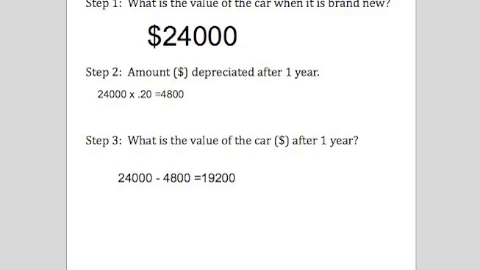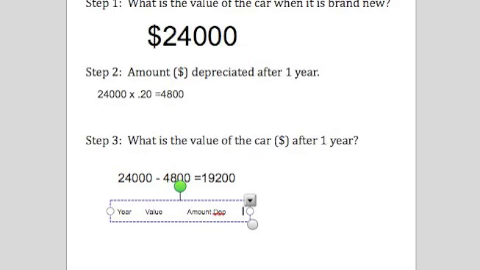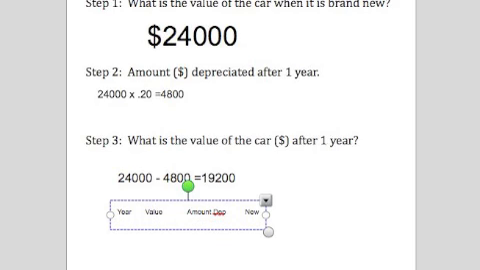So for your table, you'll notice that the first column is the year. The second column is the value of the car. The third column is the amount that is depreciated. And the last column is the new value. Let's fill in the first one together. The year 0, which is when the car is brand new, the value of the car is 24,000. The amount that is depreciated is 4,800. And the new value is 19,200.